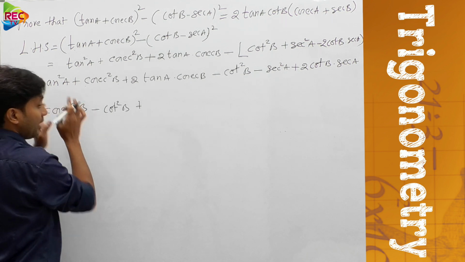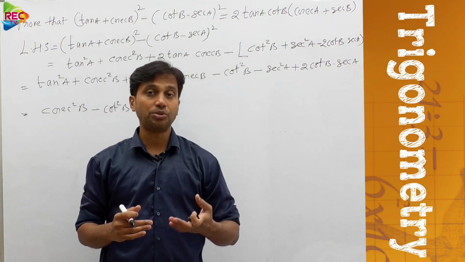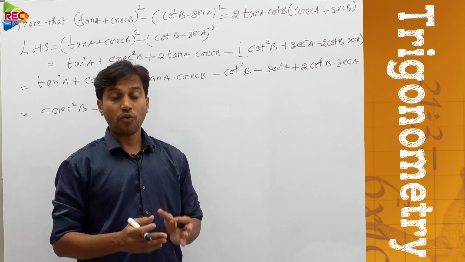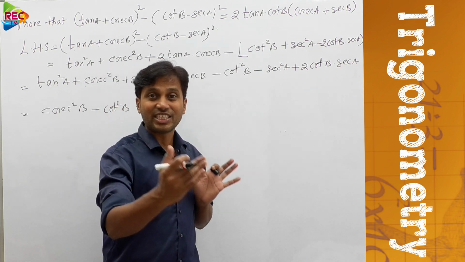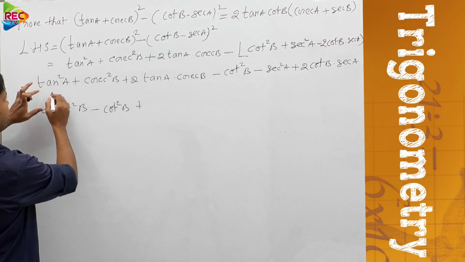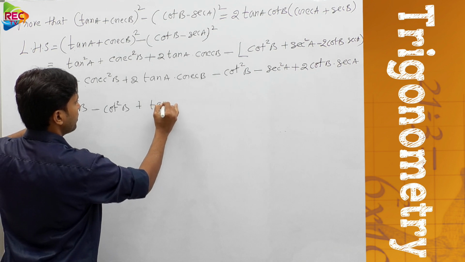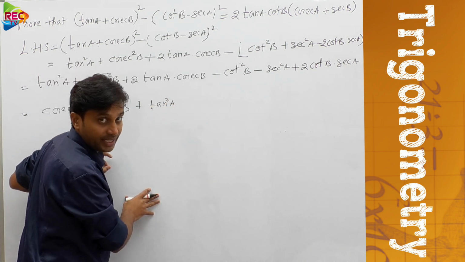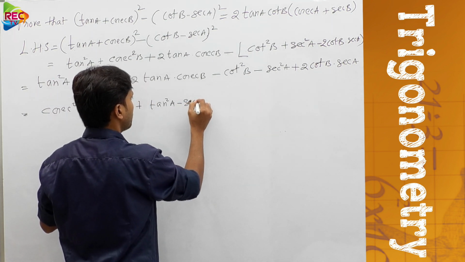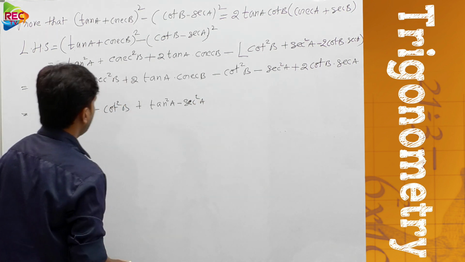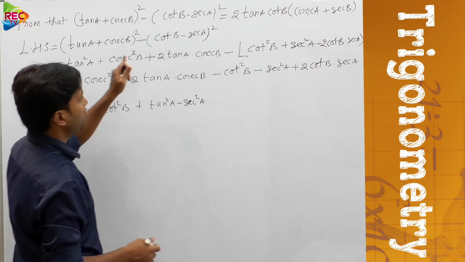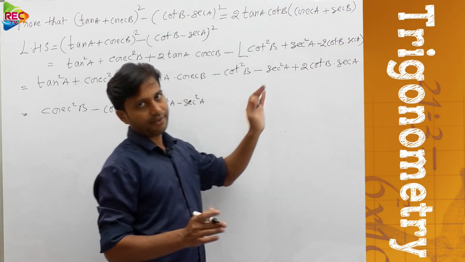Next part. Here tan² A: what is the trigonometric identity related to tan² A and sec² A? sec² A − tan² A = 1, or not? So we may take advantage of grouping sec² A and tan² A. Let us do it. This is tan² A, and this is minus sec² A. Now we grouped it. We wrote tan² A and cosec² B and cot² B and minus sec² A.